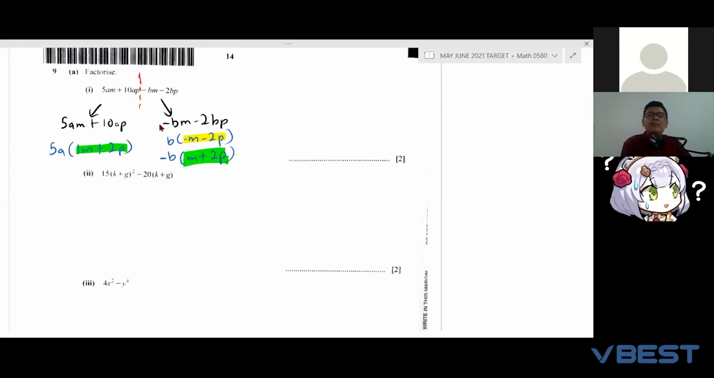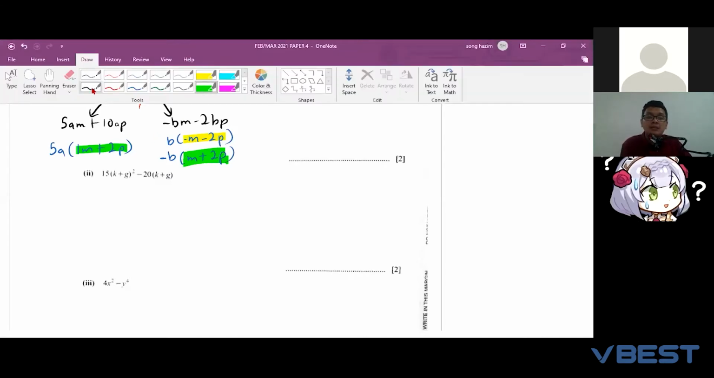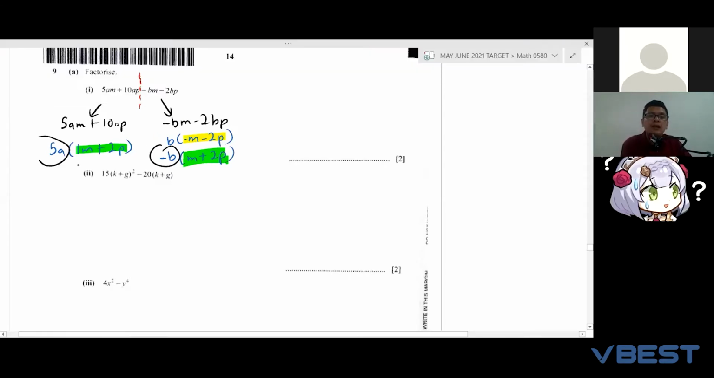If it's the same, then you can combine the outside parts. You combine here and here. So it will become (5a minus b)(m plus 2p). Okay, so I hope that you guys are okay with this one.